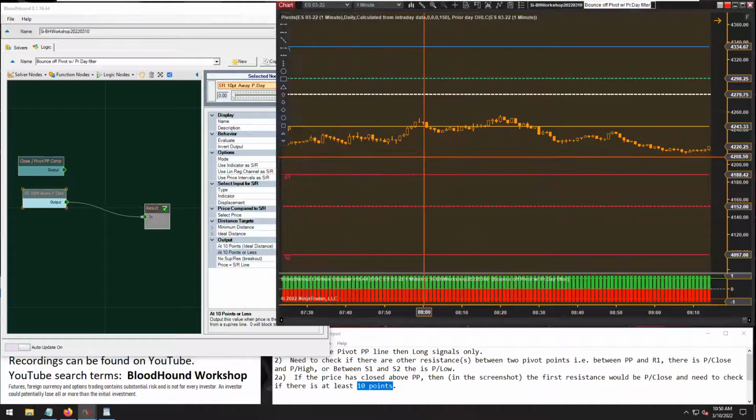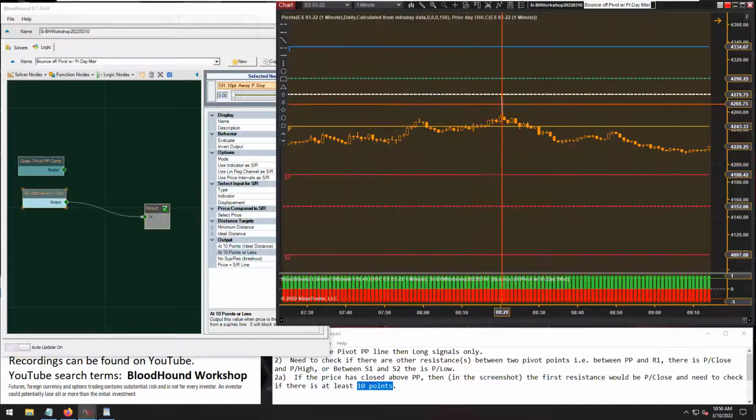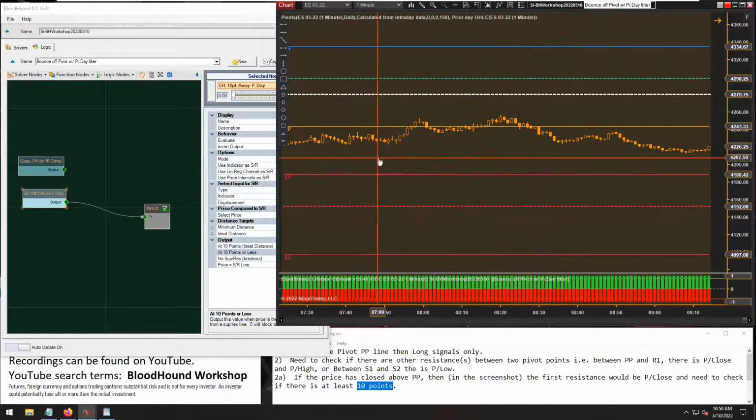Let's see. So let's check here. 10 points of clearance. We're on the ES, and we have about 24 points of clearance here. So from there to there, that's about 24 points approximately. So we're getting a long and a short output here because there's 10 points or more of clearance from the closing price to the prior day close or the prior day low, right? There's plenty of clearance there.